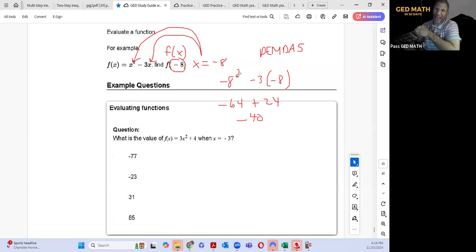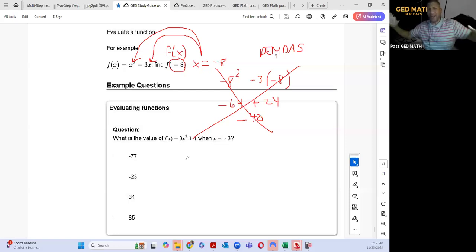This is why, when you have to evaluate an algebraic expression on the GED, almost every time the value is negative. They want to see if you're going to make a mistake. This is wrong. Hold on, Mr. Tinsley. You said everywhere I see x, I'm going to put a negative 8. And that's what you did.